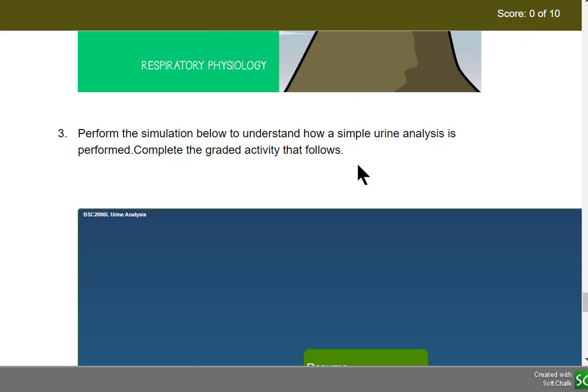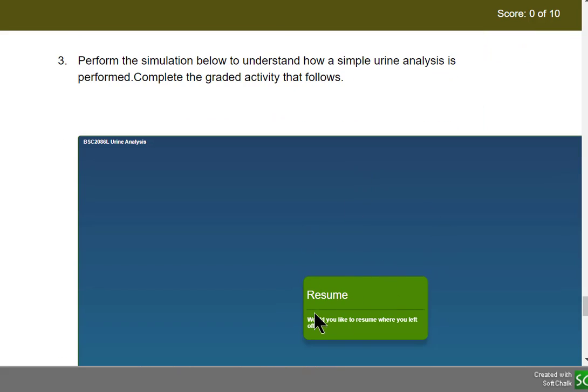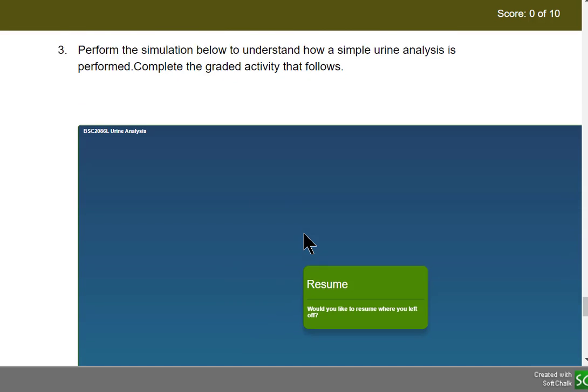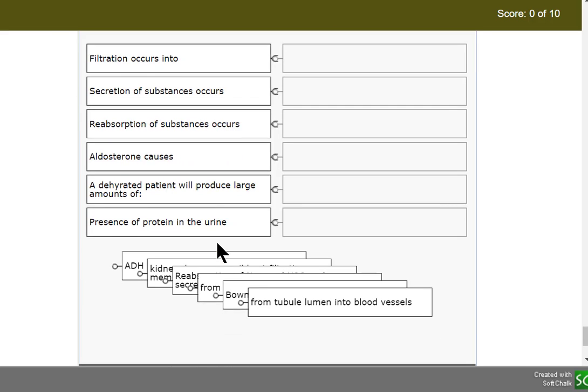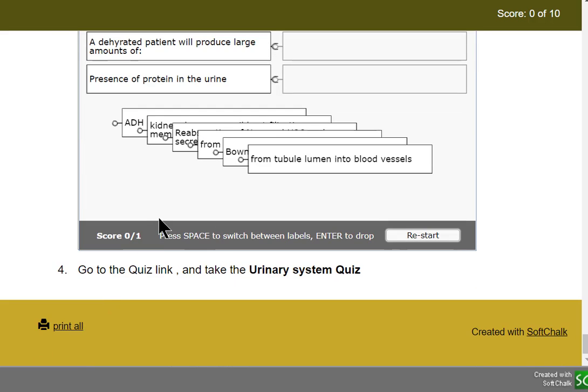So watch this video, and then you're going to do this activity. When you do it, you won't see resume; I had done it, so that's why it's saying resume. But you will do this activity, and then there'll be little questions that you're going to answer at the end of this. Okay, so that's what you're going to do for this urinary lab, and any questions you have, feel free to ask me.